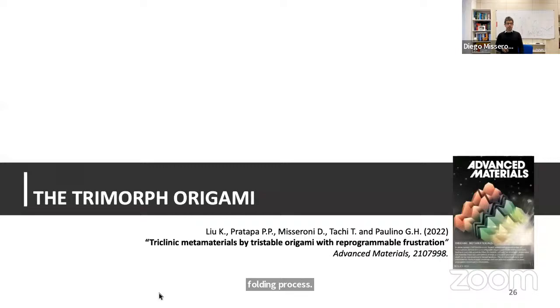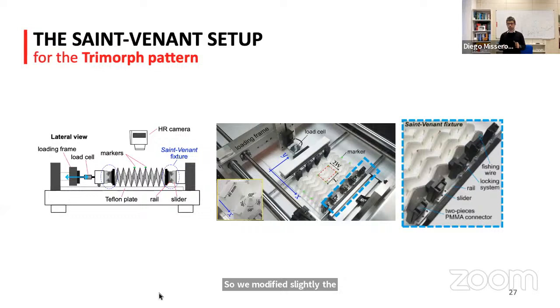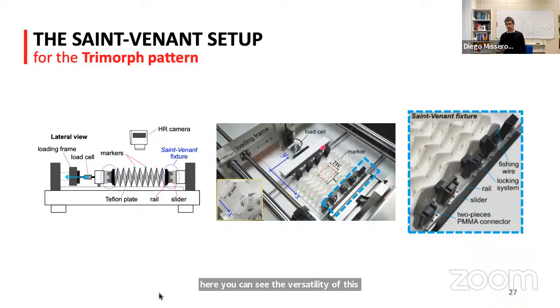Now I can go back again to show some experiments on the triamorph pattern, because we want to first validate the setup and then perform the experiments on the triamorph pattern, because these experiments are a bit more complicated than the ones that I showed before. So we modified the setup slightly. And as you can see here, you can see the versatility of this setup, because now the numbers of the sliders are not anymore 3 and 3, but here we have 4 and here we have 5. So we can change this number to better connect the tessellation to the linear sliding system.